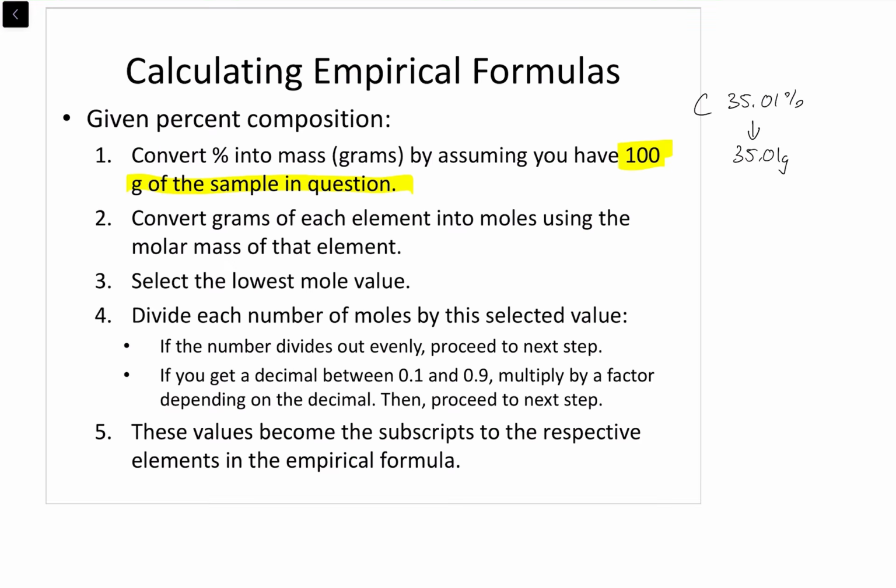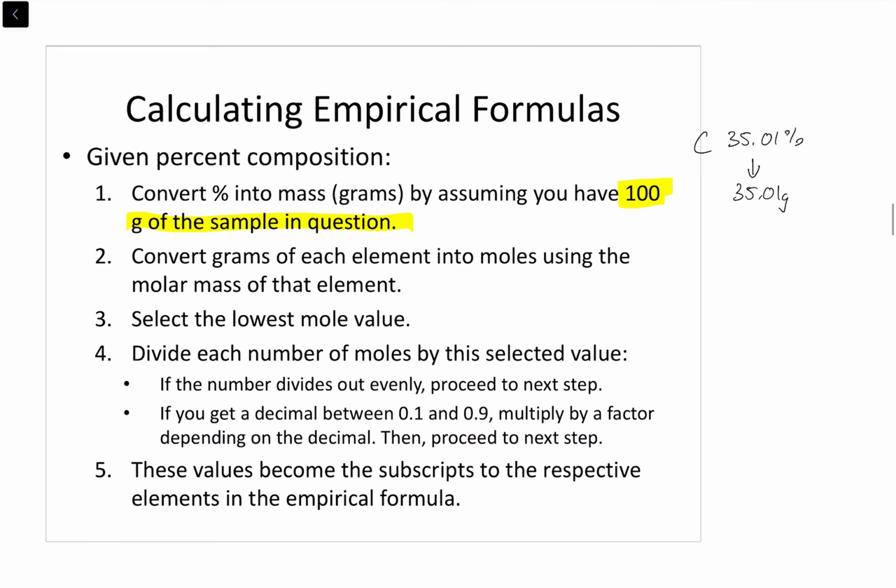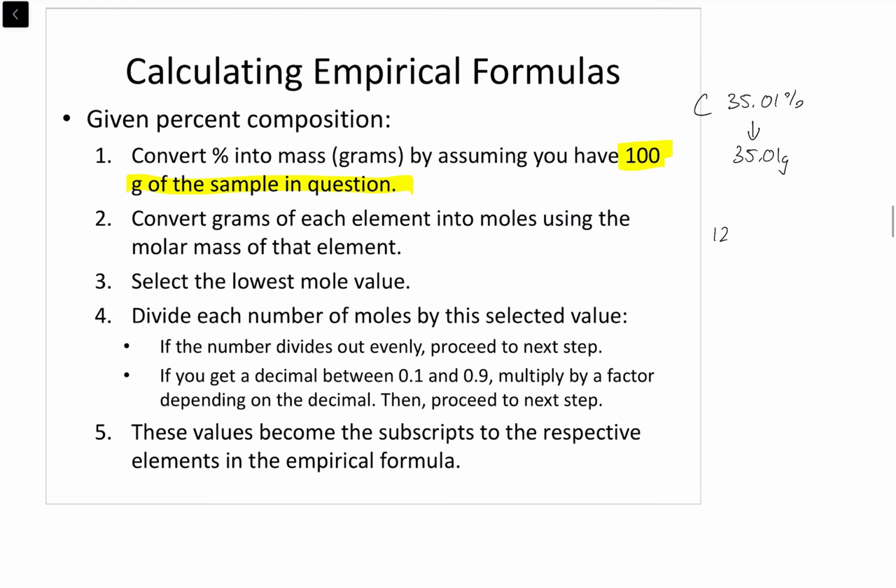Next thing is that we are going to convert the grams of each element into moles using the molar mass of that particular element. Now, in the case of carbon, we are going to be using its molar mass, which is found to be 12.01 grams per mole. And we are going to use that to convert this mass that we got into moles. And again, remember, that's our universal currency in chemistry. We want to pretty much get everything into moles and work from there.